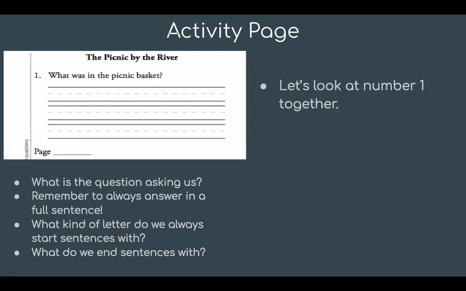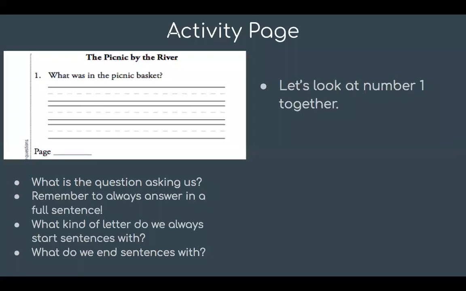Okay, so for tomorrow, this is what we want you to do. You will be answering questions on an activity page, just like we do in class, but I'm going to post them here for you. So let's look at the first one together. Number 1 says, what was in the picnic basket? So before you answer that, let's talk through it. What is this question asking us?